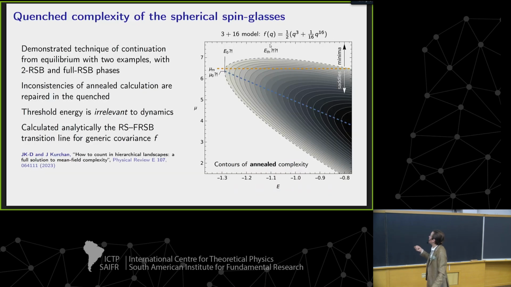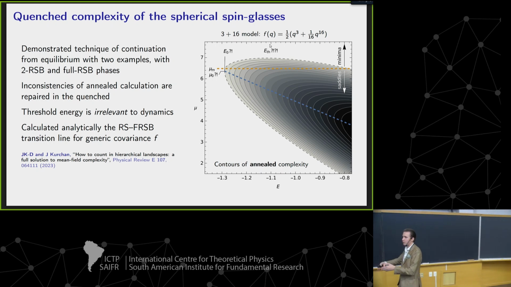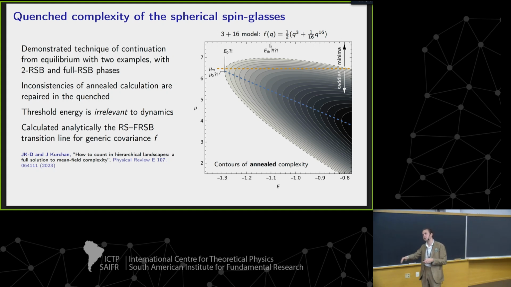So here's an example of this. With Jorge Kurchan, who is my postdoc advisor in Paris, we made this happen on 2 different example models. One whose equilibrium was 2 RSB-like, so okay, 1 RSB, the simplest form in the complexity, and one with a so-called full RSB, a continuous hierarchy of canyons within canyons.